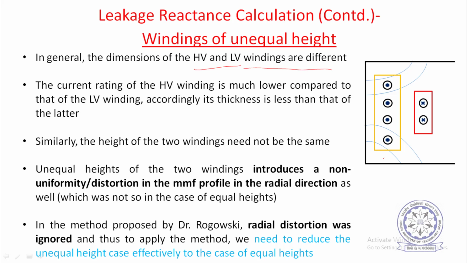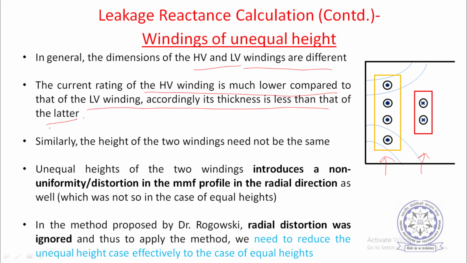This is the primary winding. This is the secondary winding. The secondary winding is of lesser height. Here, it is taken like that. So, the current rating of the HV winding is much lower compared to that of the LV winding. Accordingly, its thickness is less than that of the latter.